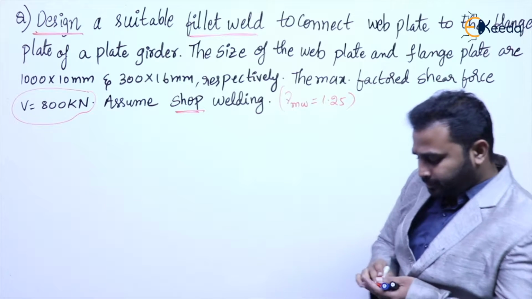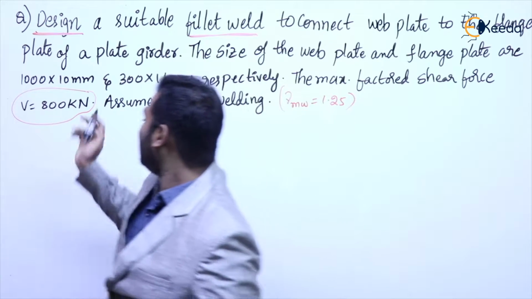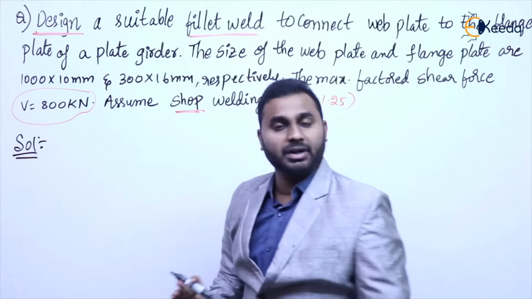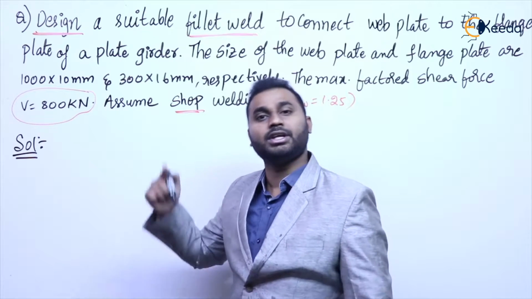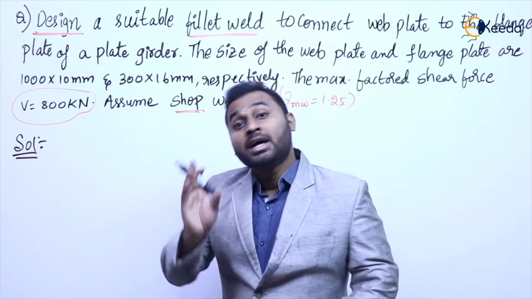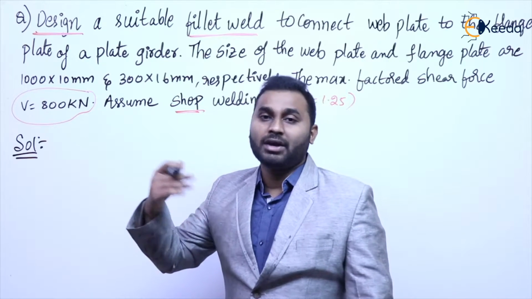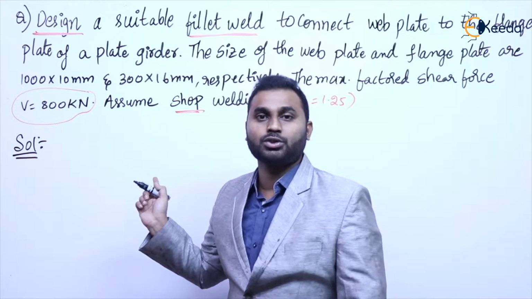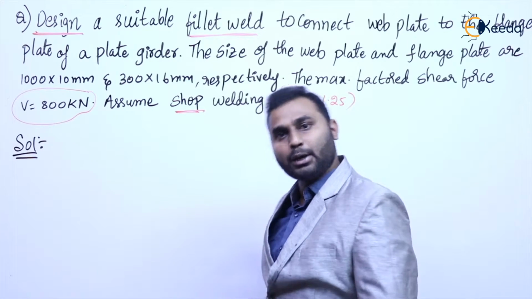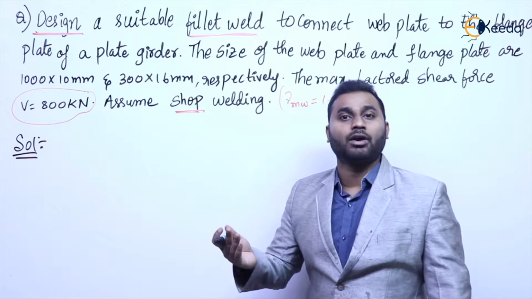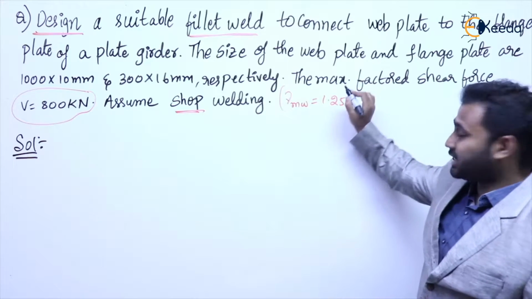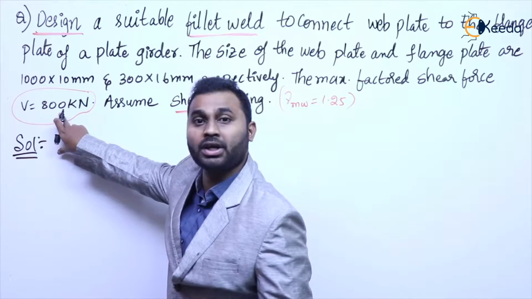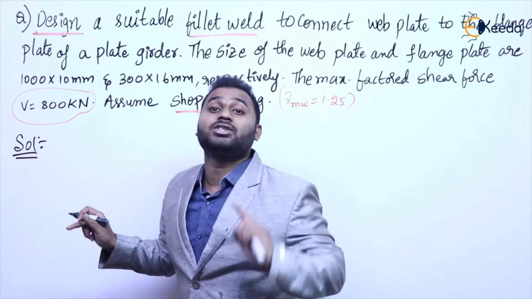Now in this question we need to design a fillet weld. As we are already aware, design means determining the dimensions. So in this particular question we need to determine the size of the fillet weld, by which we can find the throat thickness. Our first aim is to determine the size of that fillet weld, and later we have to check whether the shear stress developed in the weld because of this shear force of 800 kilonewton is less than the design shear stress in the fillet weld or not.